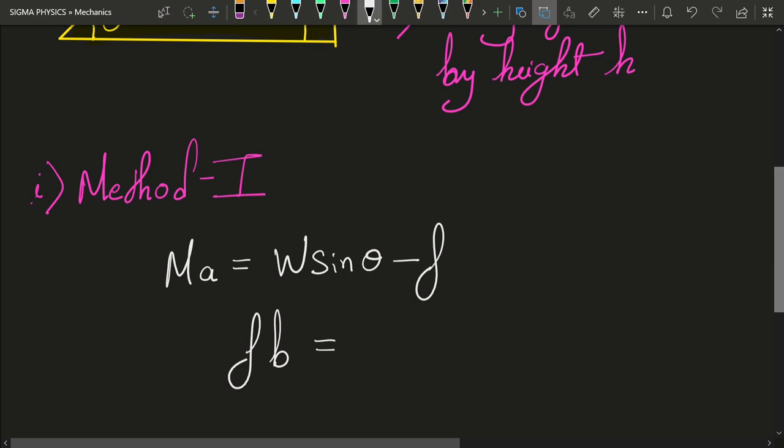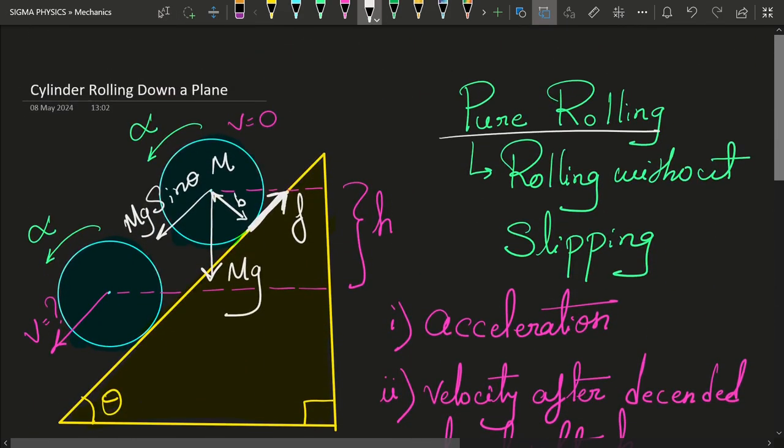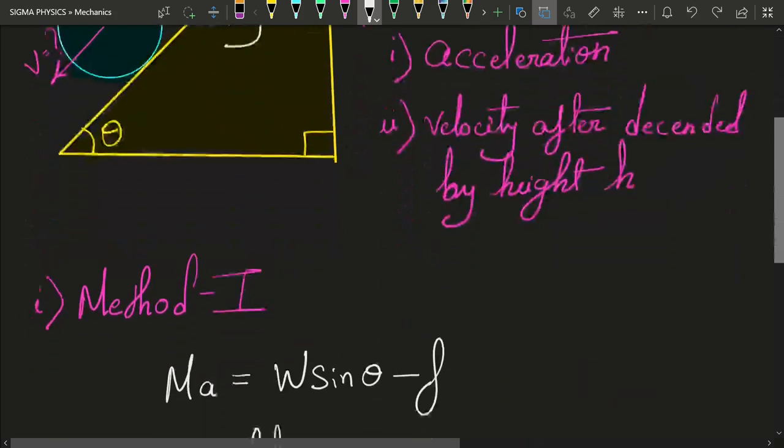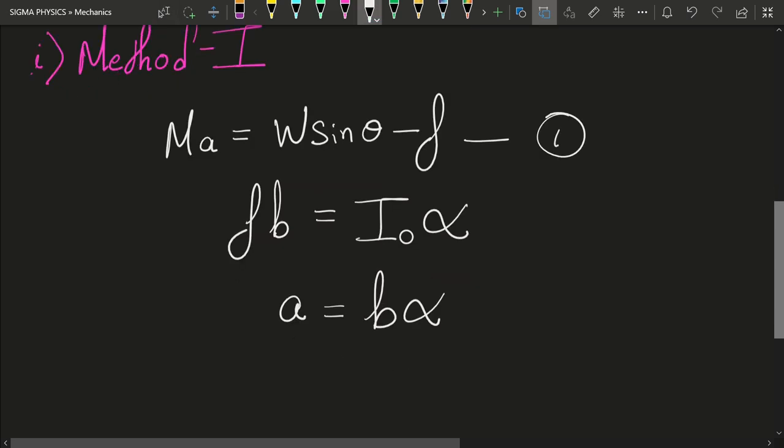And that is going to be equal to what is another expression for torque. It is I naught into alpha, where I naught is the moment of inertia of the cylinder. Also, I have told you that we are considering the case of pure rolling. What does that mean? That means that the acceleration of the cylinder is going to be equal to b times alpha, which is the case for pure rolling. So let me number these equations. This is equation number one. This is equation number two. And this is equation number three.